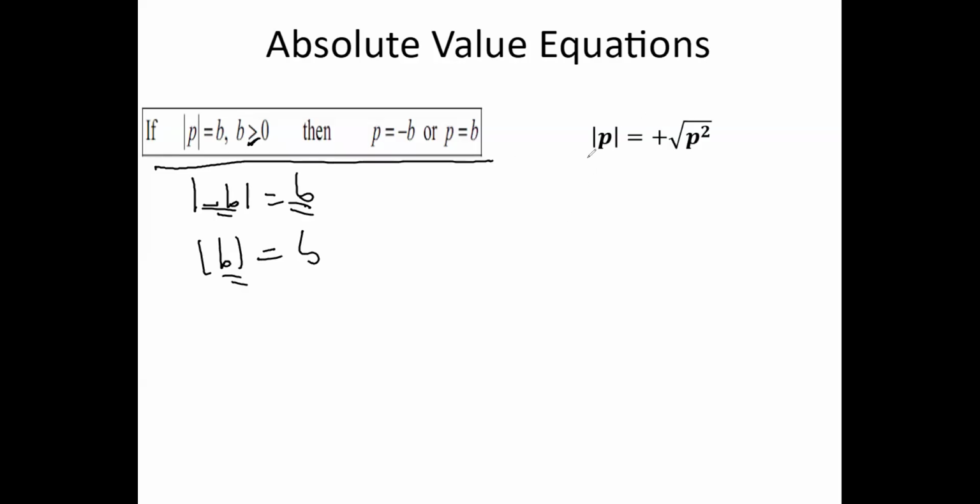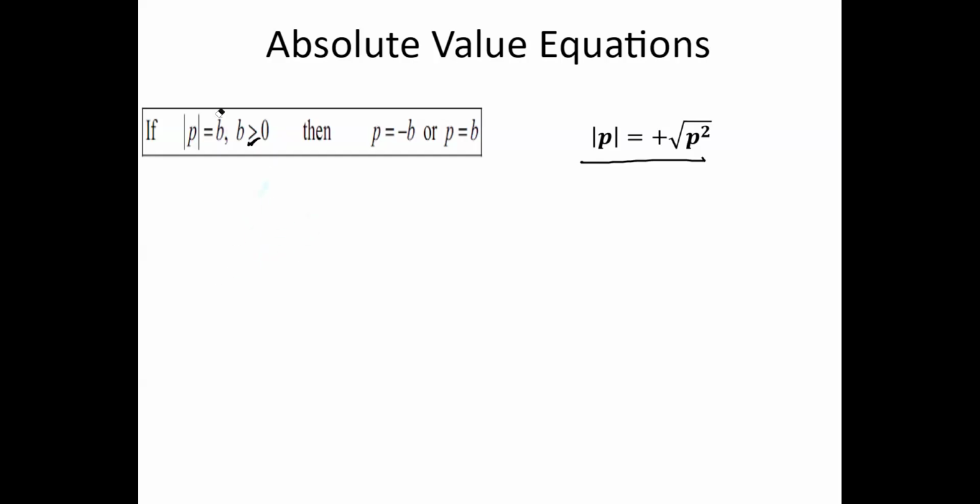And then we also have this definition that the modulus of a number is the positive square root of the square of the number. So we're going to use those two facts to solve any equation that involves the modulus. And they have all kinds of queer ones.